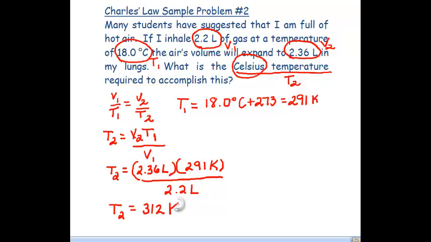Now, it's not necessary to put temperatures in scientific notation, but I want you to go back here and look. Notice it says Celsius temperature. This is a Kelvin temperature. In order to convert to Celsius, I'm going to have to take that 312 Kelvin and subtract 273 from it, and what I get as a result is 39 degrees Celsius. And that's my final answer to this second sample problem.